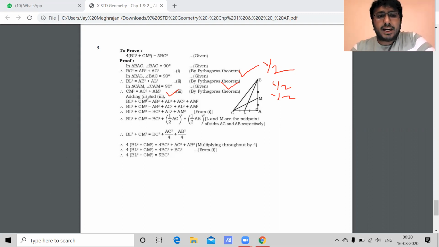Student, next will be adding equation number 2 and 3 because we wanted BL square plus CM square. BL square is there in equation number 2. CM square is there in equation number 3. So if we add this, if you have added this, you get another half marks.